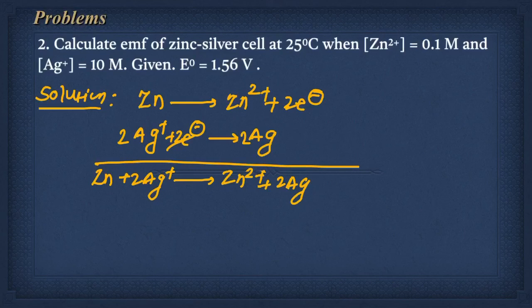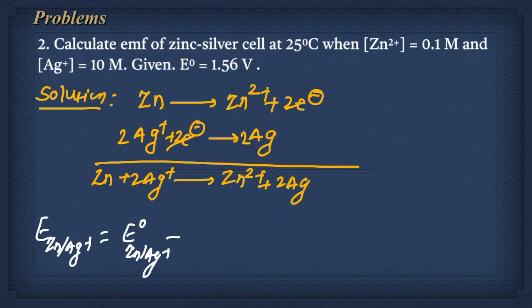Now just try to calculate the cell EMF. E cell, that is the oxidation of zinc and the reduction of the silver, is equal to E standard Zn Ag+ minus 0.0591 divided by how many electrons are involved. Here also n is equal to 2, so the 2 electrons participate in the oxidation as well as the reduction reaction.